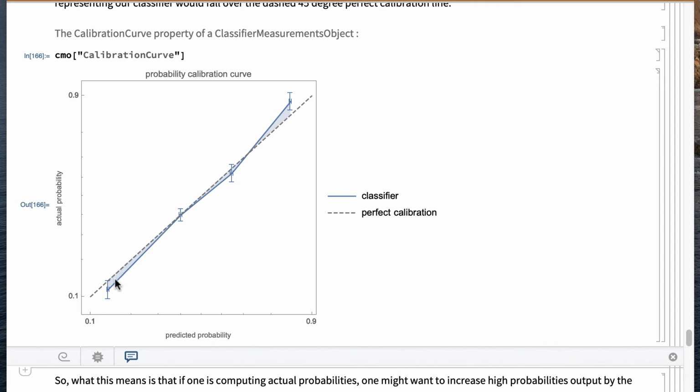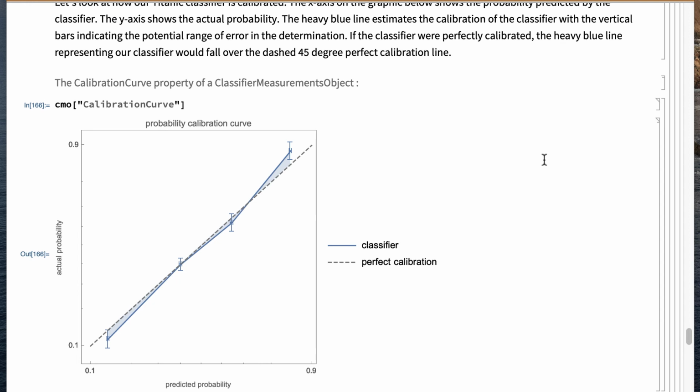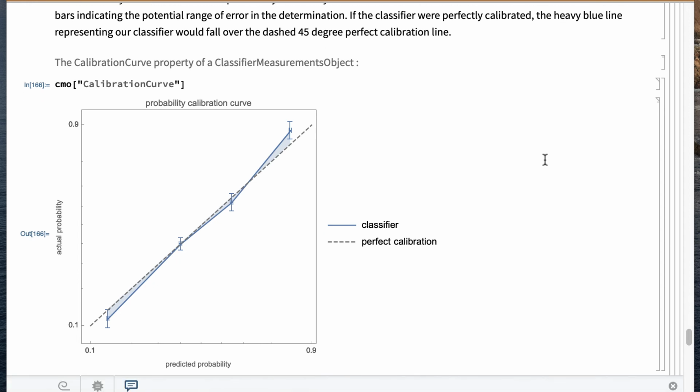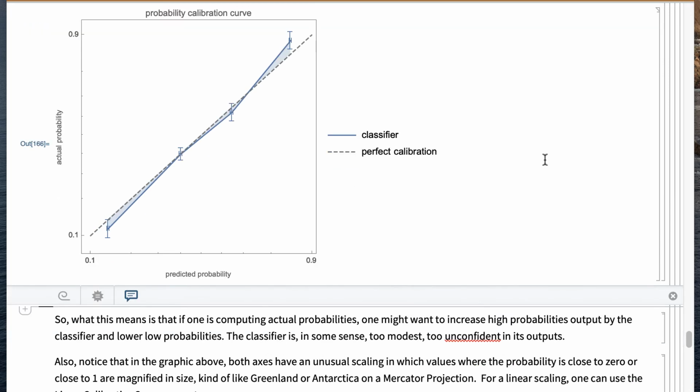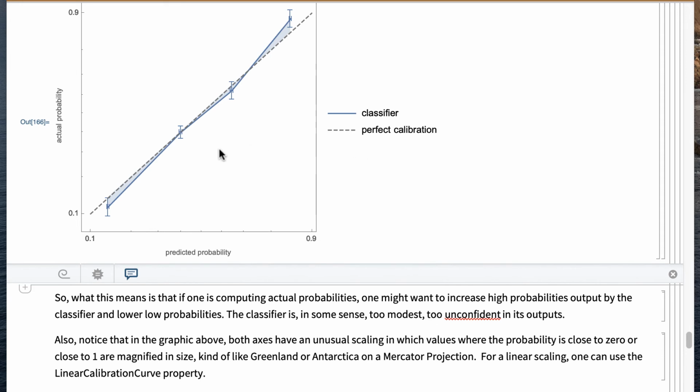well. Now, you'll notice that the line is derived actually from these vertical lines. There is some uncertainty in all of this, and that's what these bars are trying to tell us. But really, that's a very nice calibration, and Wolfram does try to calibrate its outputs, at least as of version 12.2, which is what you're using. If you start to see values where the blue line is off the dashed line, then the classifier isn't calibrated correctly, and you may need to do some additional work if what you're concerned about are probabilities.